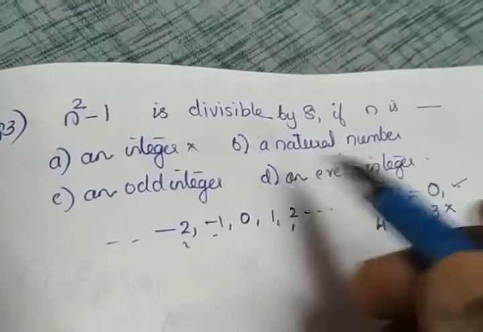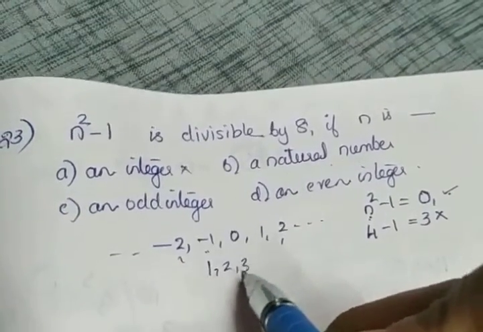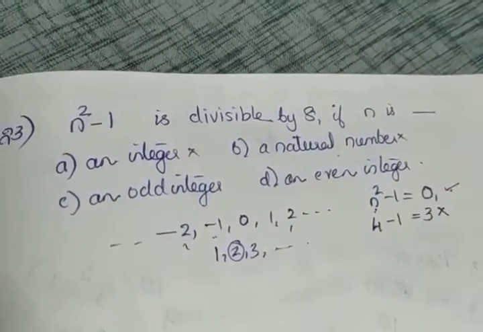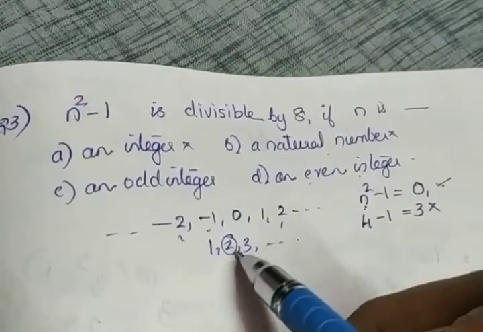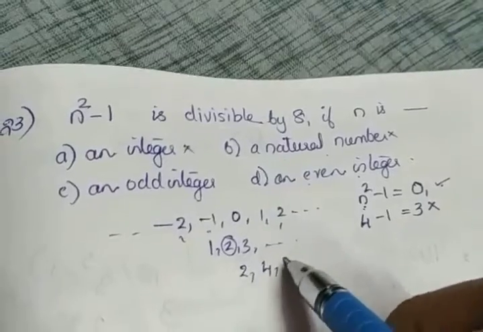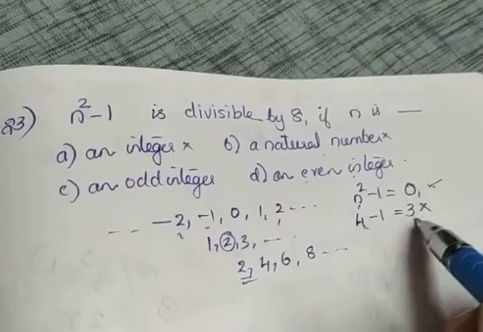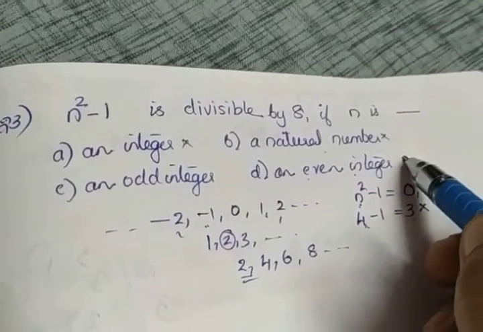Okay, natural number. Natural number means 1, 2, 3, 4, etc. There also 2 is there. So we can avoid it. In the case of even integer also 2 is there. Even integers are 2, 4, 6, 8, etc. 2 is there, and we have already seen that 2 will not hold the statement. So this also can be avoided.